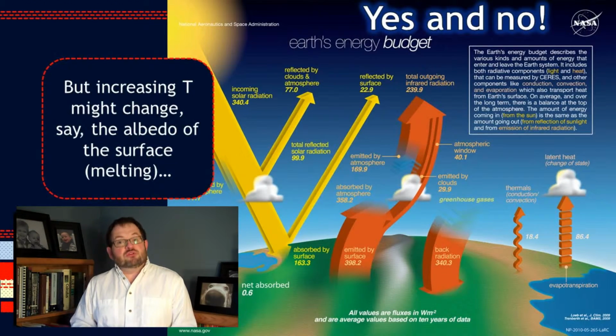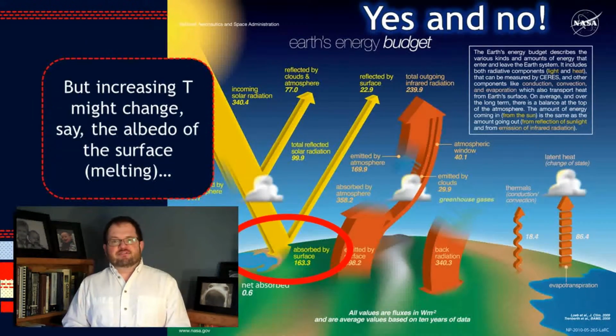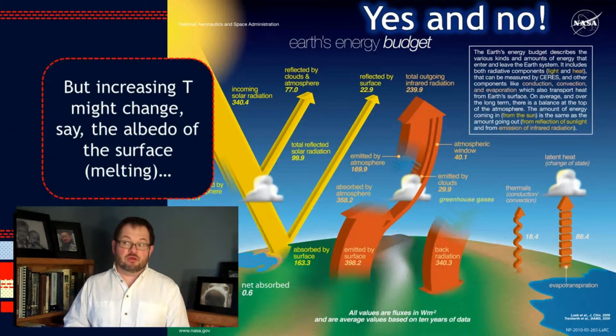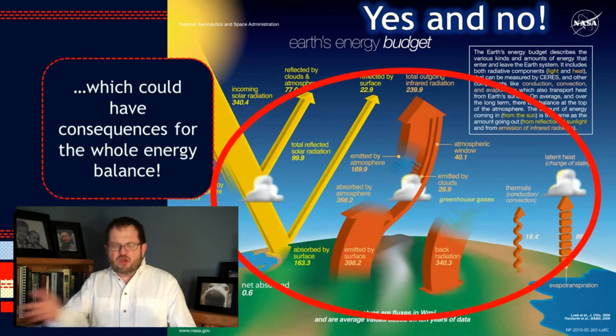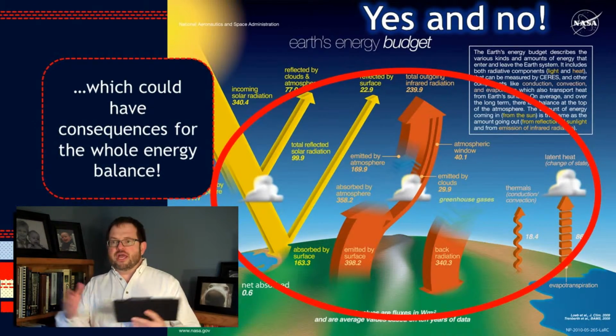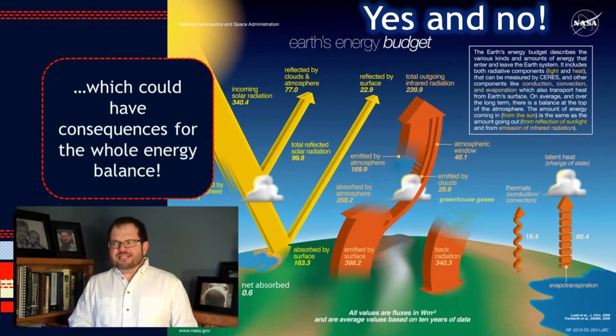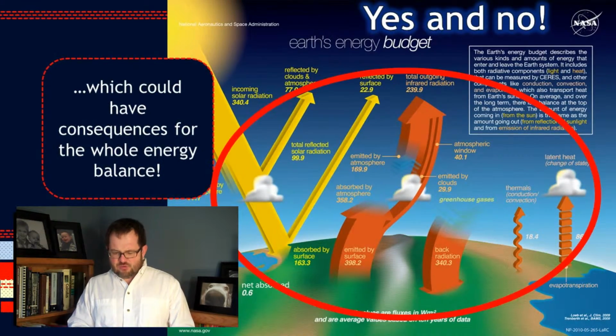For example, when you increase the temperature, you're going to start melting some ice. And ice has a very high albedo. When you melt it and expose bare ground, it's going to have a lower albedo. That'll change the amount of radiation being reflected by the surface of the Earth, and suddenly all these numbers change. It's going to have consequences for the whole energy balance. And that's hard. I mean, how much ice are we talking about? How fast will that ice melt? And so on. It's a complicated question.